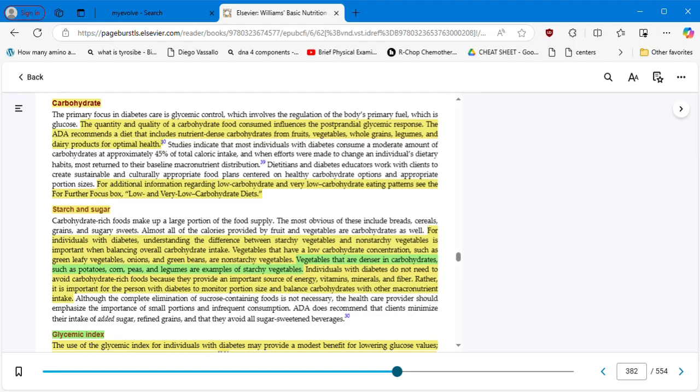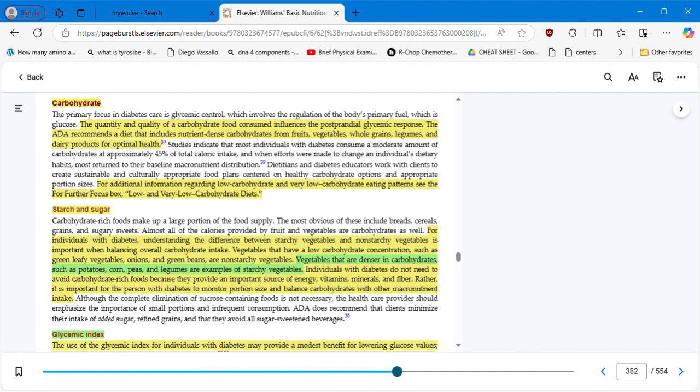Oh, oranges, mandarins, full of fructose. Okay, that's a no-no for diabetics. So vegetables, we have to talk about starchy vegetables and non-starchy. Okay, vegetables are good, but not all of them.